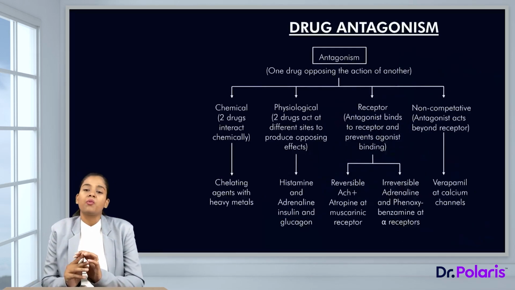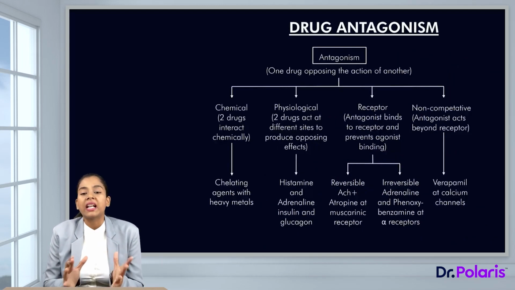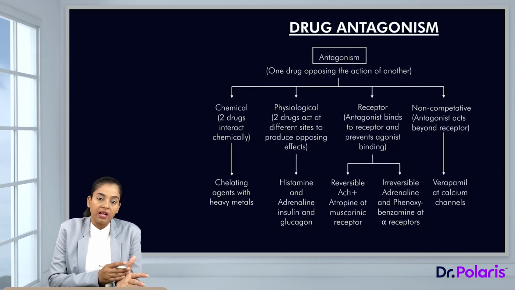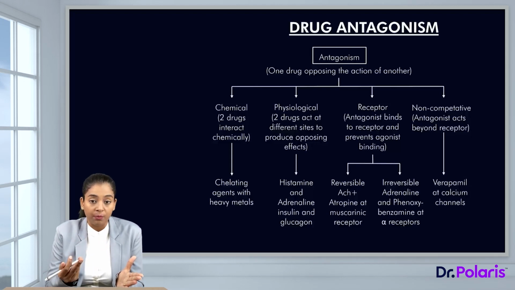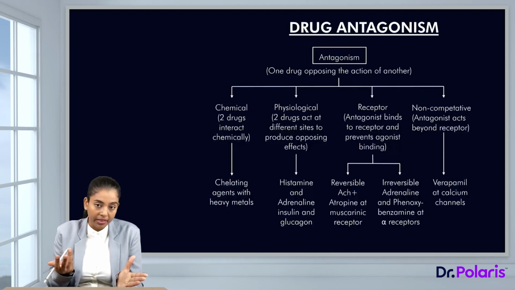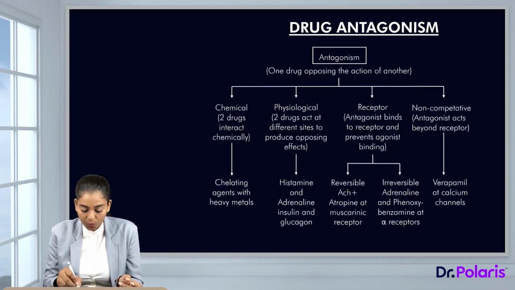So drug antagonism. What do you mean by antagonism? Antagonizing something means one drug affects the response or reduces the response or abolishes the response of another drug. How can it be done? One drug opposes the action of the other drug. It can be chemical. Two drugs interact chemically.